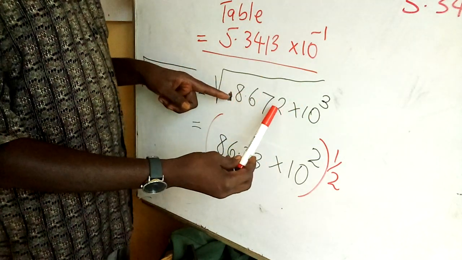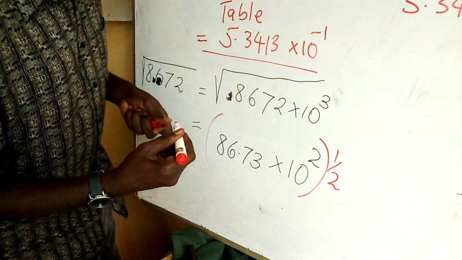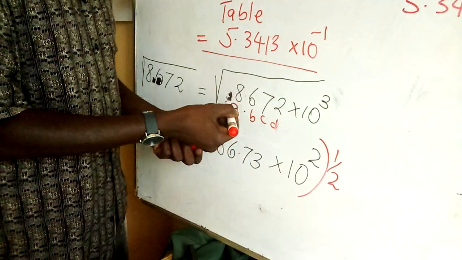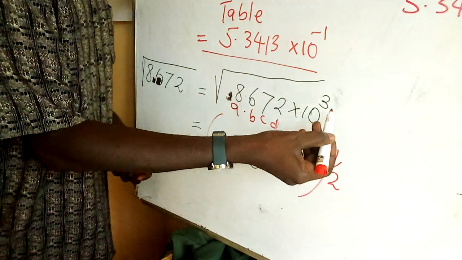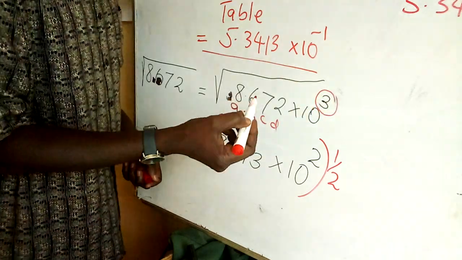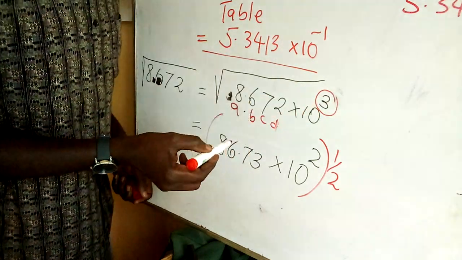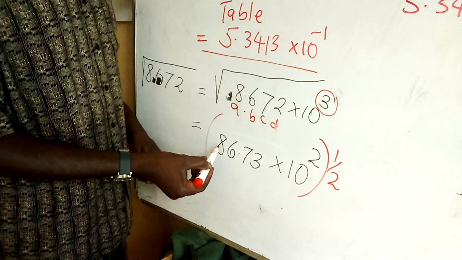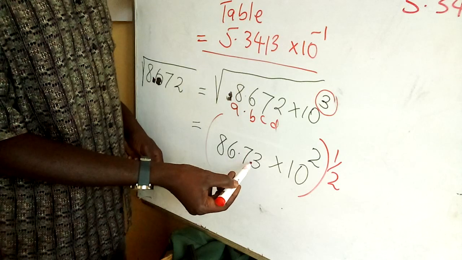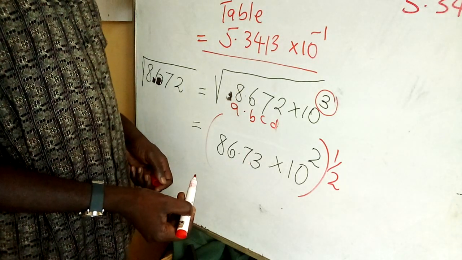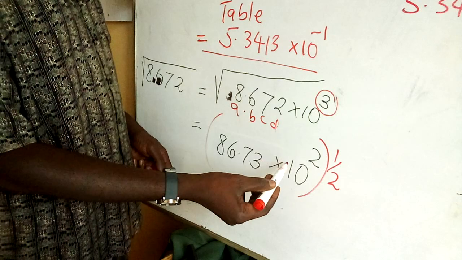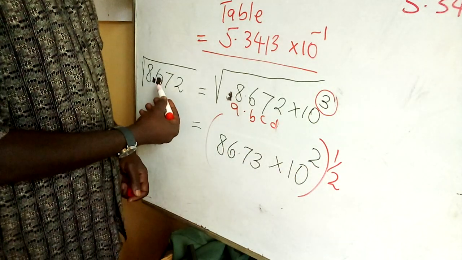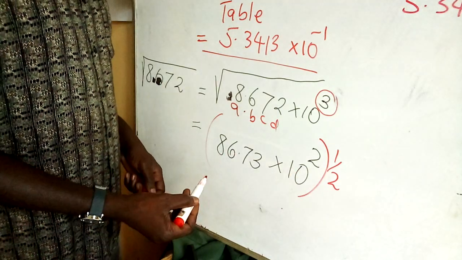It is in the first form, A point B C D. Yes, this part is correct. The other part is power 3. 3 is not even. Come down, jump by one step. So 86.73 times 10 to the power 2. Always counter check if this gives you the original. Always counter check so that you don't make a mistake.